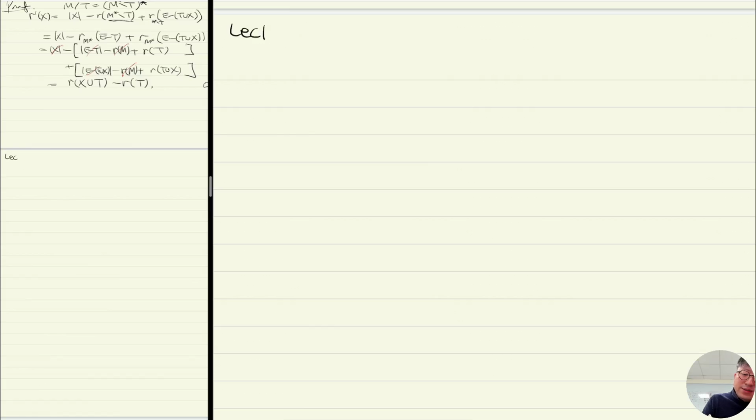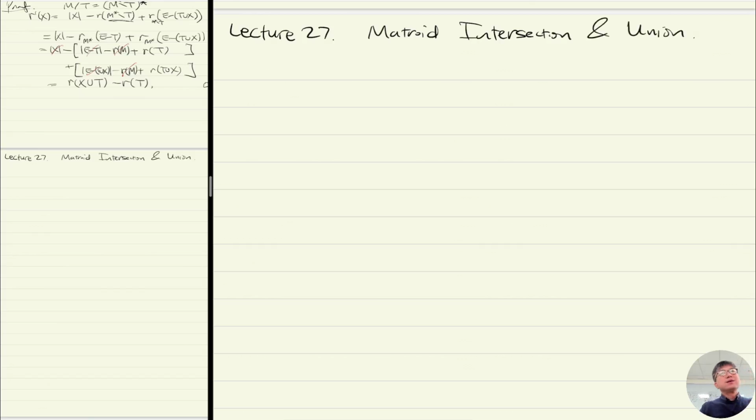Right, so lecture 27. Finally, we arrived at the last part of the course, and this is the matroid intersection and union. So here's the question.